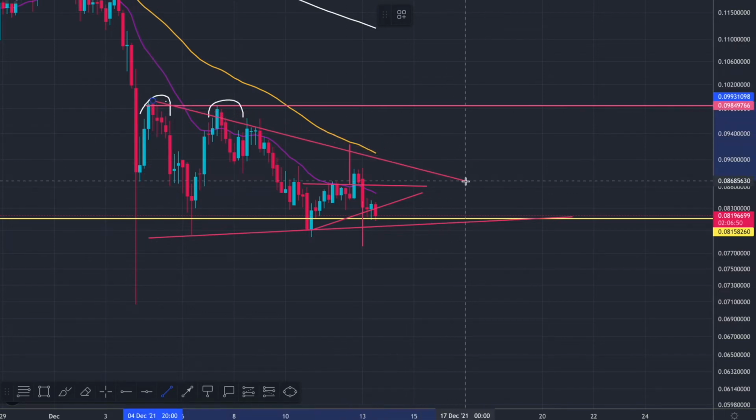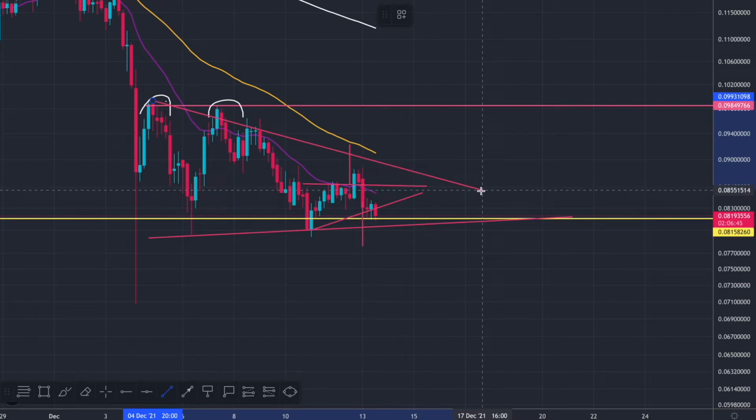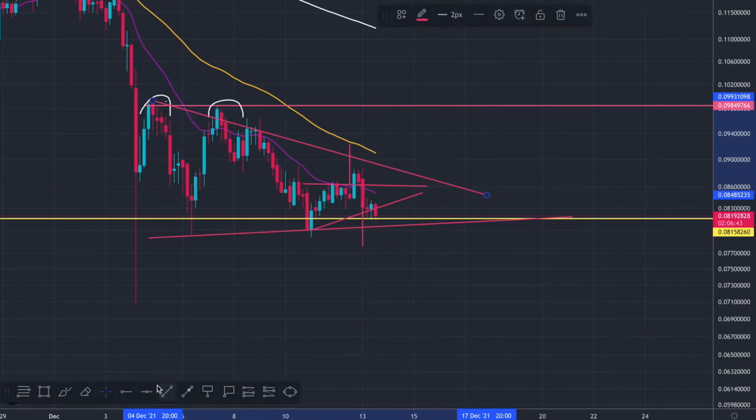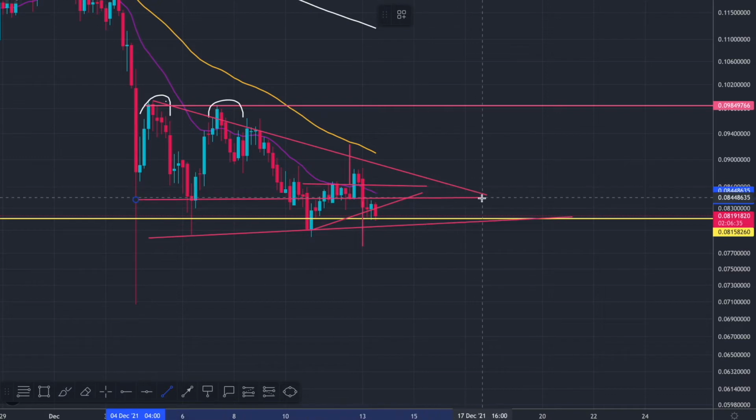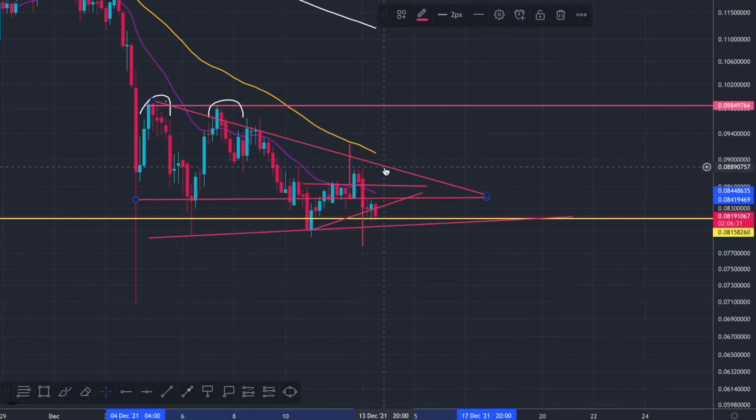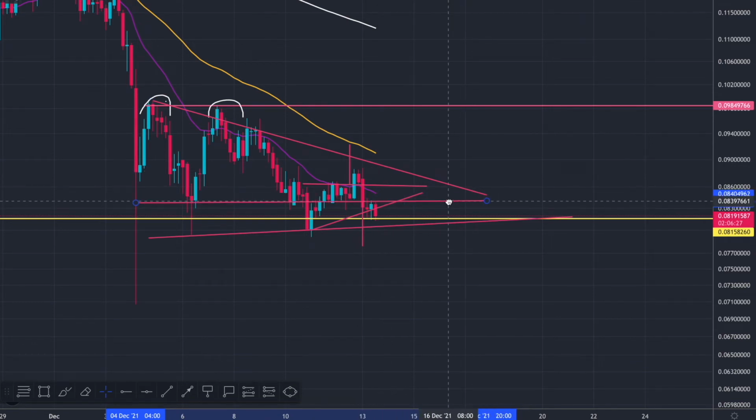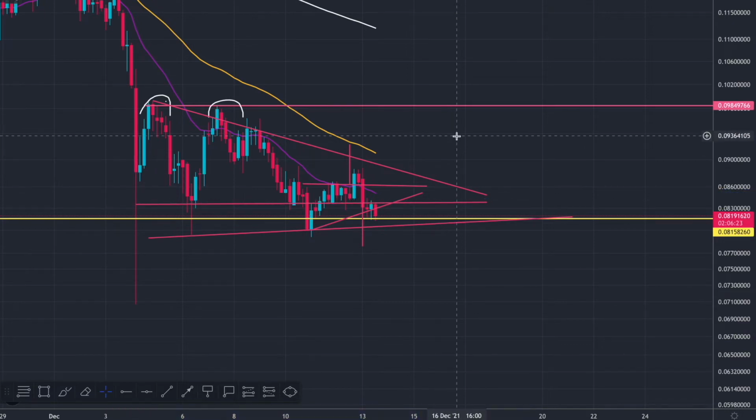So I'm just going to draw a kind of descending triangle right now. That's what I'm seeing, so let me get that. And we'll go, yeah, perfect. Yeah, so this is your descending triangle that we're in at the moment. Gonna bring that up slightly more. There we go. So let's get a target for that and see where we are.